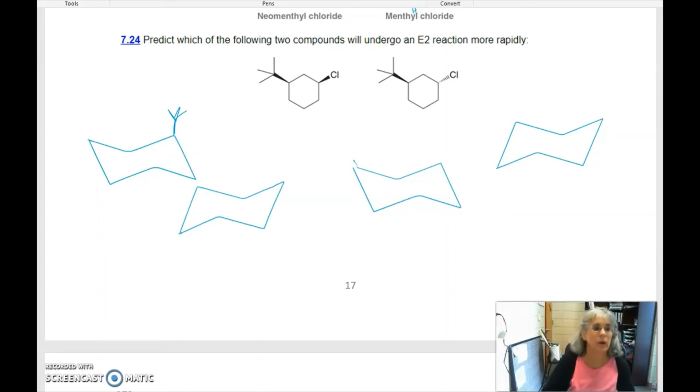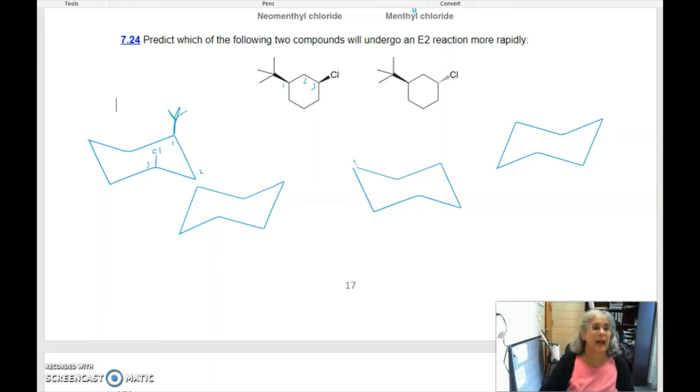I chose equatorial. This is 1, 2, 3. So this is 1, 2. This is a third position. It's going to be up. Axial goes up, down, up. So the chloride will be here. This is not going to be a very favorable conformation. This large bulky group would like to be equatorial, not axial.